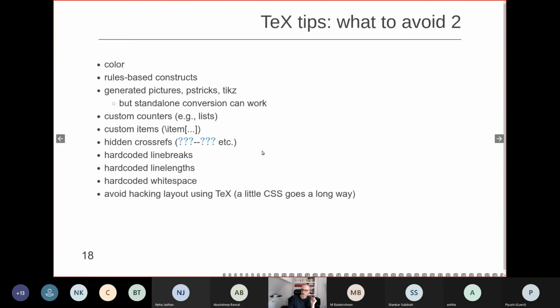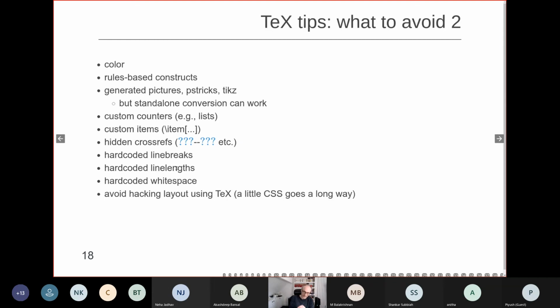General things that should be avoided are trickery with colors and hidden cross references. We've discussed those already. Also avoid anything that hard codes line breaks, line length, white space, etc. Because if you want to go to a flexible outline and a flexible layout, all of these things are a nightmare to get rid of, and sometimes they just screw up the entire conversion process.